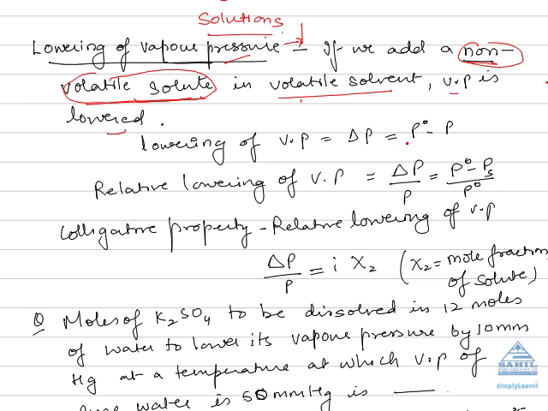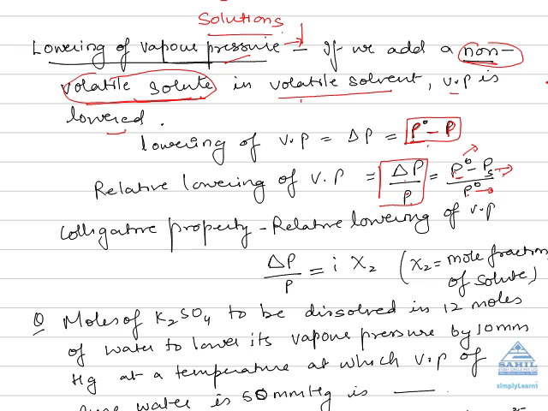Now this P naught is the initial vapor pressure of the solvent. If we subtract the final pressure from it, this is called the lowering of vapor pressure. If we relate it with the initial pressure, we call it relative lowering of vapor pressure, that is delta P over P, which is equal to P naught minus Ps over P naught. P naught is the initial pressure of the solvent, and Ps is the pressure of the solution.